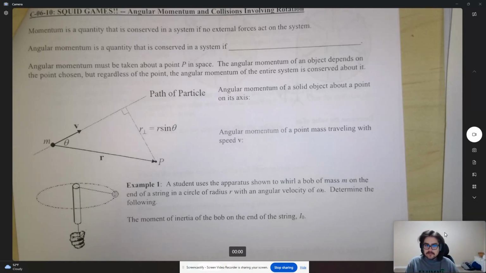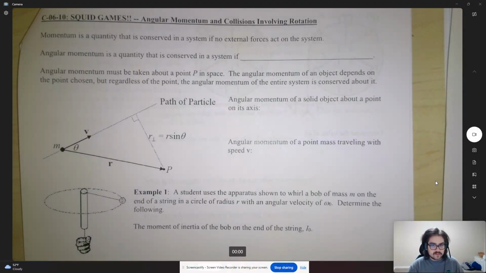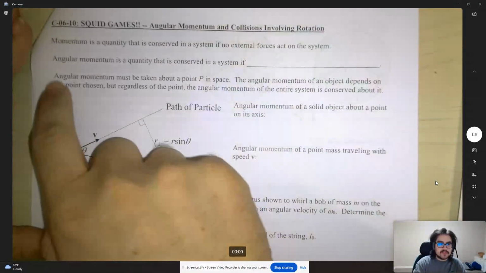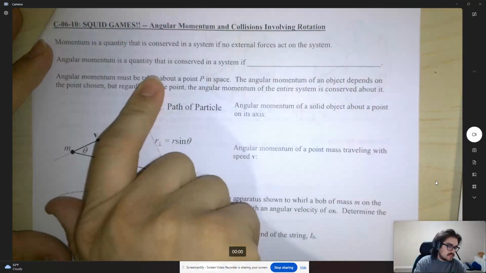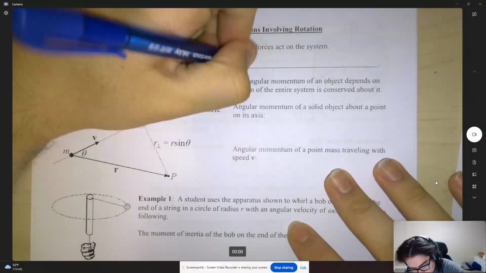All right. Angular momentum. Sometimes there are collisions that involve rotation. You're actually going to see one example here. Momentum is a quantity that's conserved. If no external forces act on the system, we've always said that linear momentum is conserved. Angular momentum is conserved if there are no external torques.